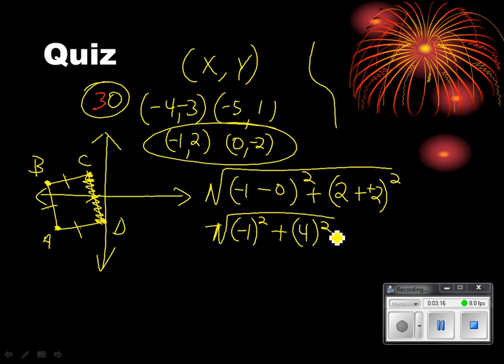Anybody lost so far? That makes sense to everybody so far? Negative 1 squared, 1. 4 squared, 16. 1 plus 16, 17. Looking over here at this list, is 17 a perfect square number? No. What are you going to need on this quiz? I told you this last time.